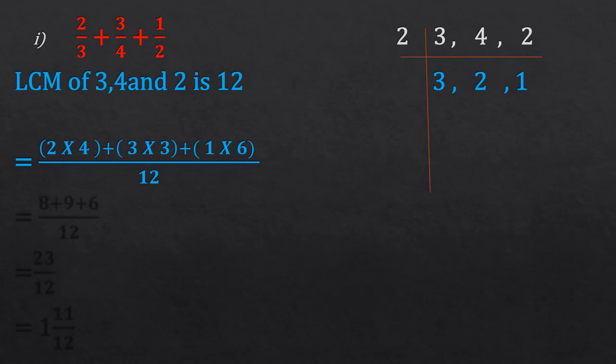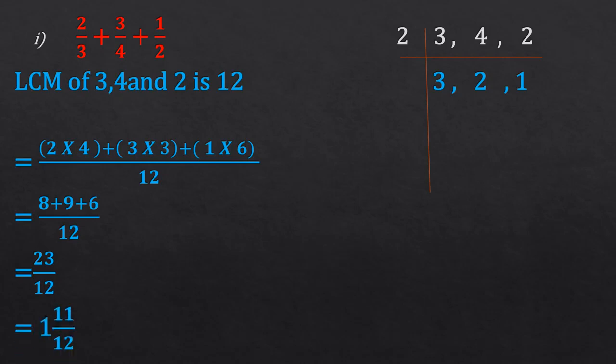Okay. So 2 4s are 8. 3 3s are 9. And 1 6 is 6. And between them plus sign. It is 8 plus 9 plus 6 upon 12, which is equal to 23 upon 12. And as this is an improper fraction, we will convert it into a mixed fraction, which is 1 11 upon 12.